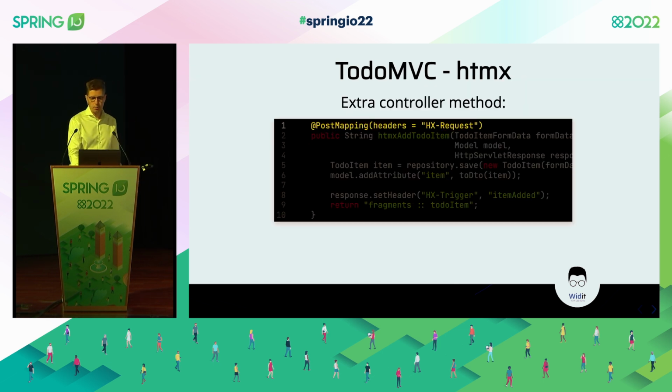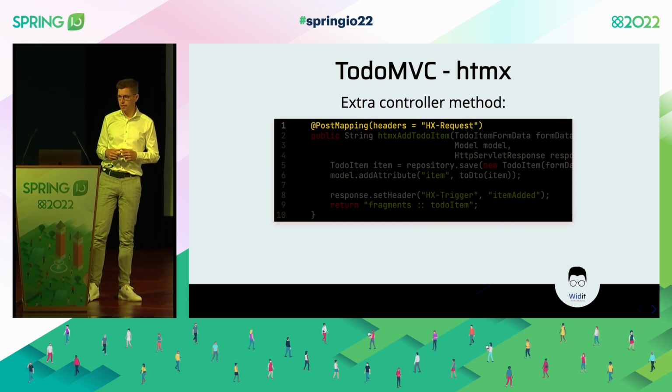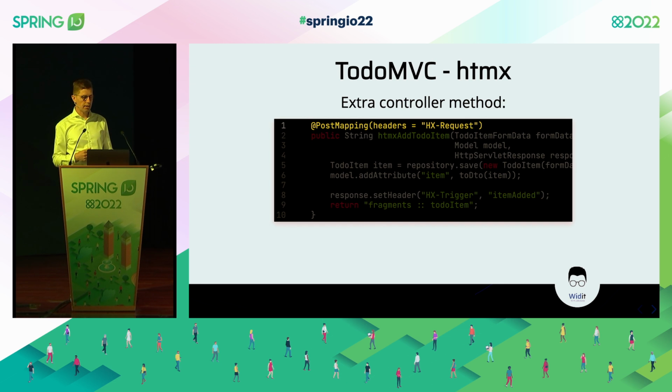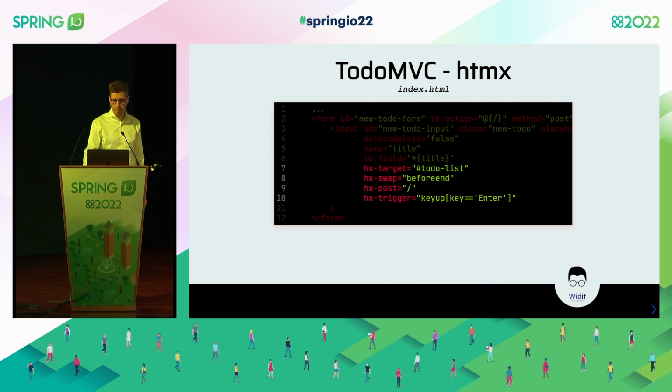For the second demo, where we have the more fine-grained updates, we need a dedicated controller that will send back the snippet of HTML. And there, in the add post mapping, we will say if there is an HTMX request in the header, so this indicates that htmx did the request, then this method will be called. We will return just the fragment of the to-do item there, and we'll set the item added trigger in the response.